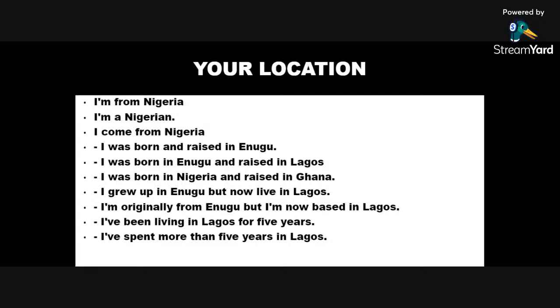If you want to talk about where you are from, which is again different from where you are now living, you can simply say, I grew up in Enugu, but now live in Lagos. Or I am originally from Enugu, but I am now based in Lagos, or I reside in Lagos. So if you want to talk about how long you have been living there, you can simply say, I've been living in Lagos for 5 years, or I've spent more than 5 years in Lagos, for example.